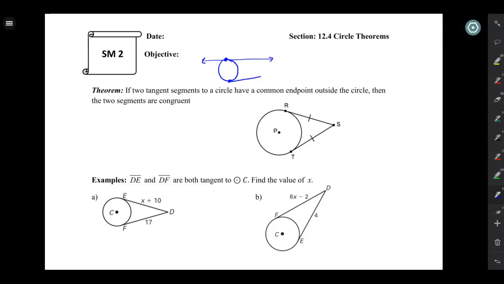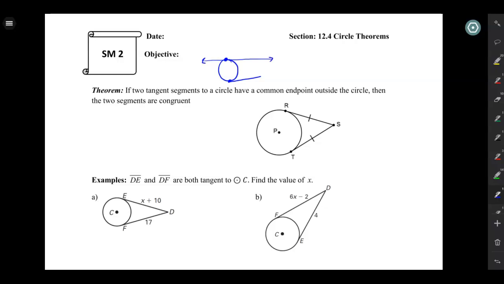So here's the theorem. If you have two tangent segments to a circle, and they have a common endpoint outside the circle, then the two segments are congruent. So if you look down in this picture, we have these two tangent segments RS and TS. They're both tangent to the circle, and they have this common endpoint S outside of the circle. That means that those two segments are going to be congruent.